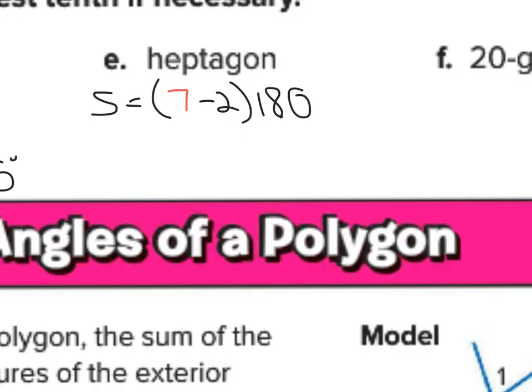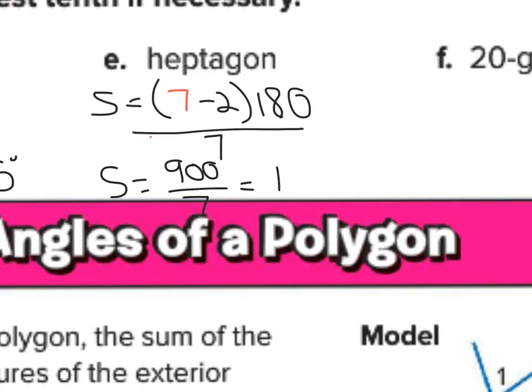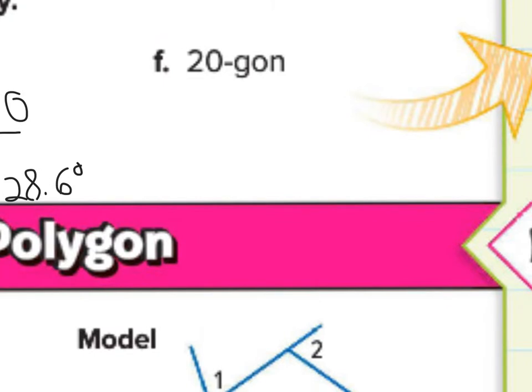But remember that we have to divide all of this by 7 so that we can get the angle for each angle inside of a heptagon. So as we mentioned, 7 minus 2 is 5, and 5 times 180 is 900. So now I have 900 on the top divided by 7. And when I divide 900 by 7, I actually get a decimal number. So my angle is 128.6 degrees.